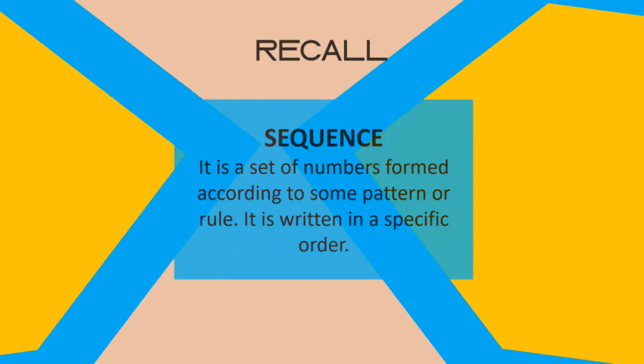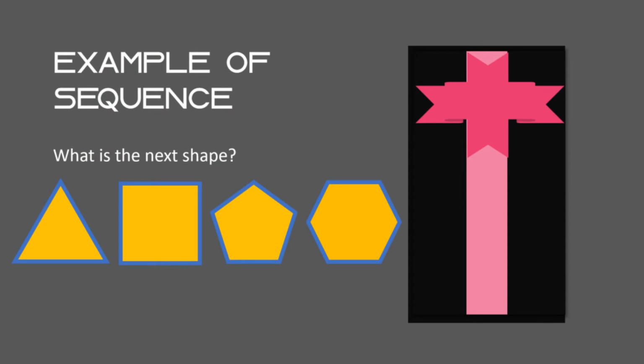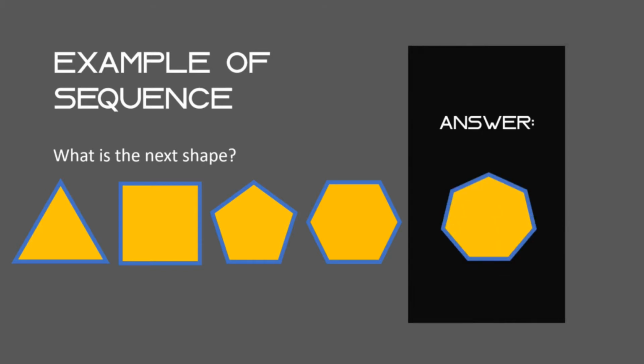Let's have an example. What is the next shape? What do you think would be the next shape? Alright, if your answer is heptagon, you are correct because the sequence of shapes are polygons and it is patterned or arranged according to their sides. On our previous topic, we worked with sequence or patterns.